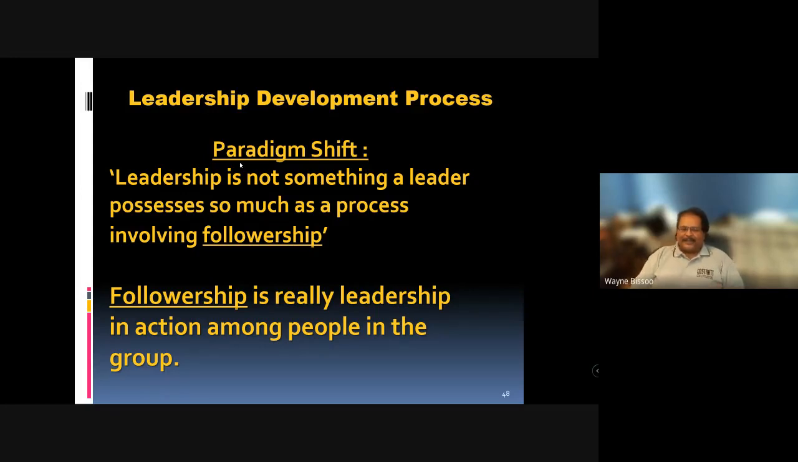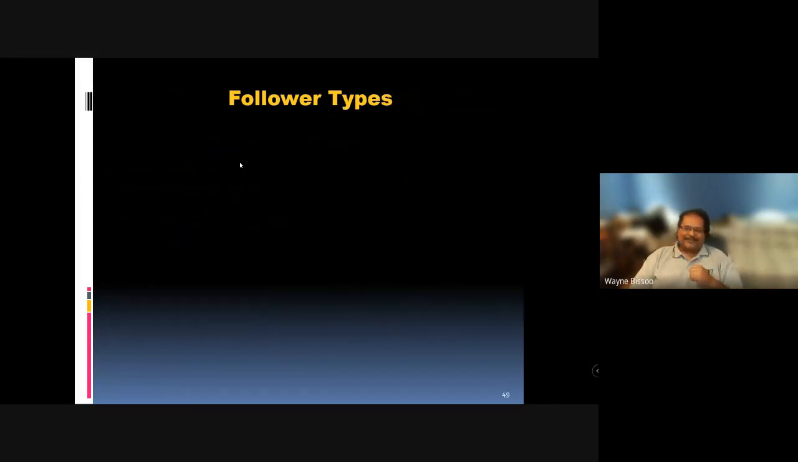So I like the way it's brought into the end here. Followership is really leadership in action among people in groups. So followership is leadership in action. So interesting. That's quite nice.